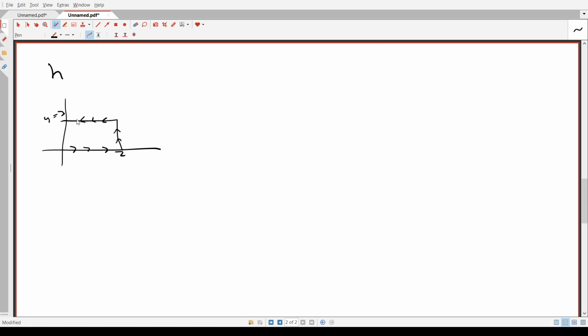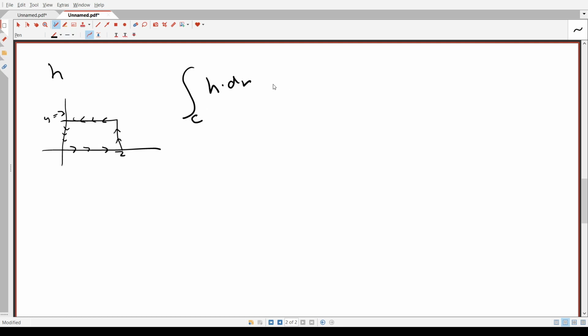Now, you technically could have done Green's theorem, but the way the question was phrased, I'm pretty sure it just wanted you to evaluate the line integral. So we're going to do it that way. So we want to integrate h dot dr over c. Okay, so c is this whole loop.